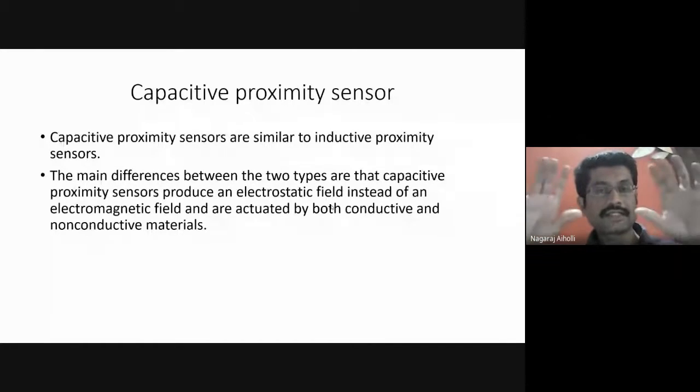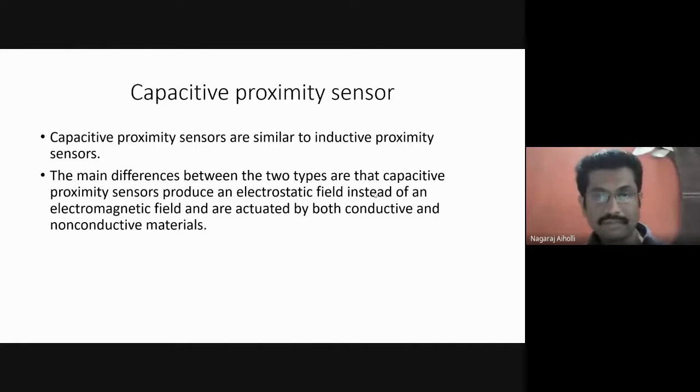Correct? The charges are deposited on the plates of the capacitor, and this is called electrostatic energy. Electrostatic charges. The charges are constant, they are not moving. If they are moving, then it is called dynamic. If the charges are fixed, stored on the capacitor plates, this is called electrostatic. Static means fixed, constant, and electro means electric charges. Electrostatic: electric charges which are constant in nature, which are not moving.